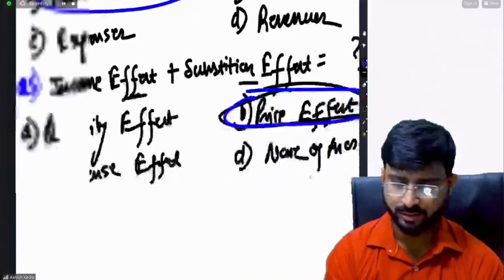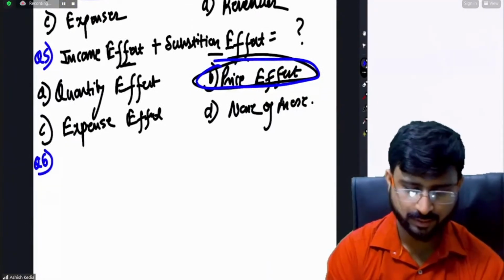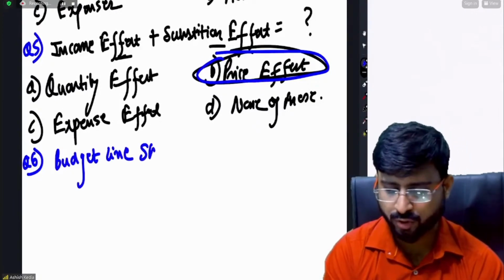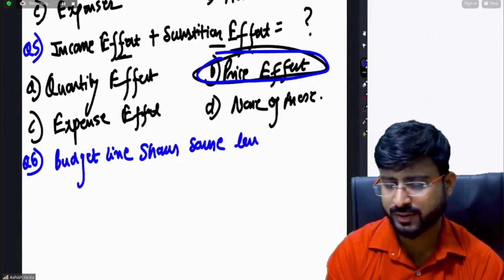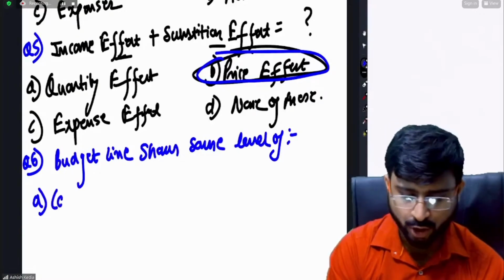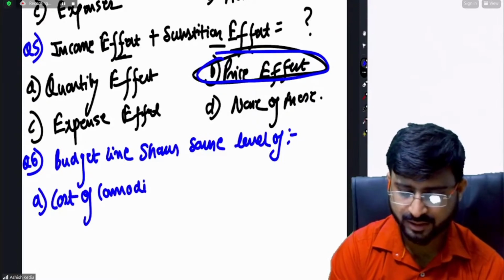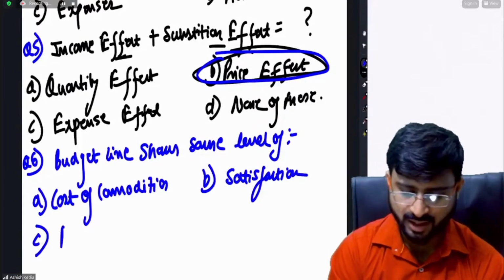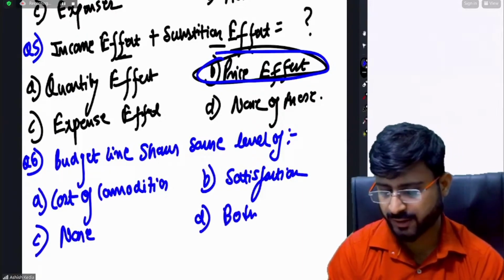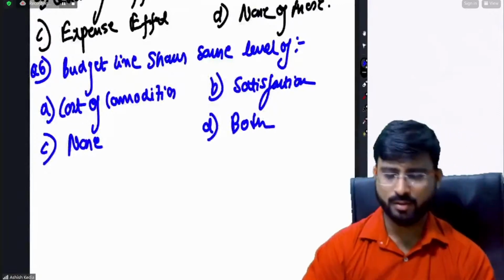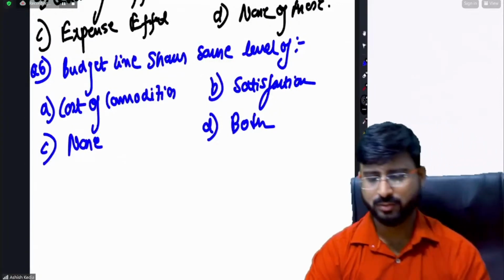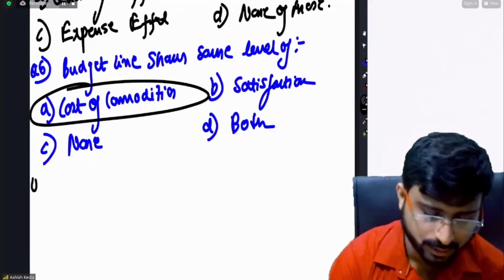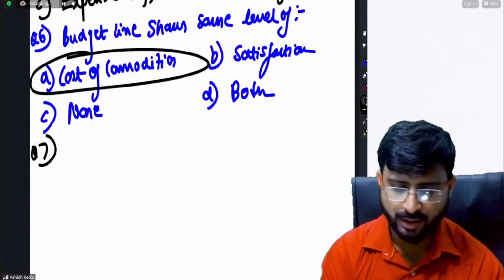Question 6. Budget line shows the same level of: A. Cost of commodities, B. Satisfaction, C. None, D. Both. Very good. Same level of cost. So 7 marks over so far. Next question. Next question.